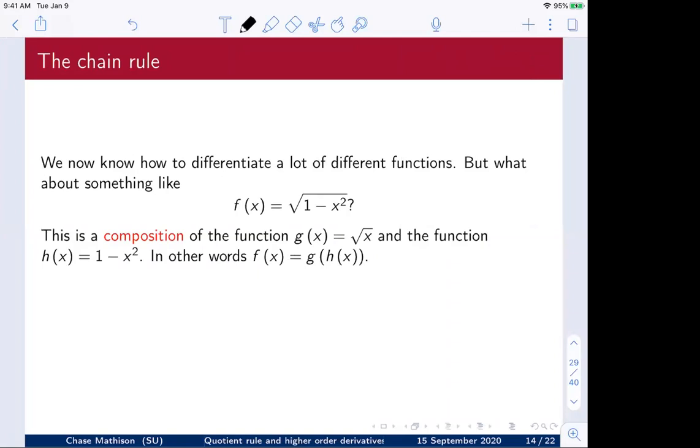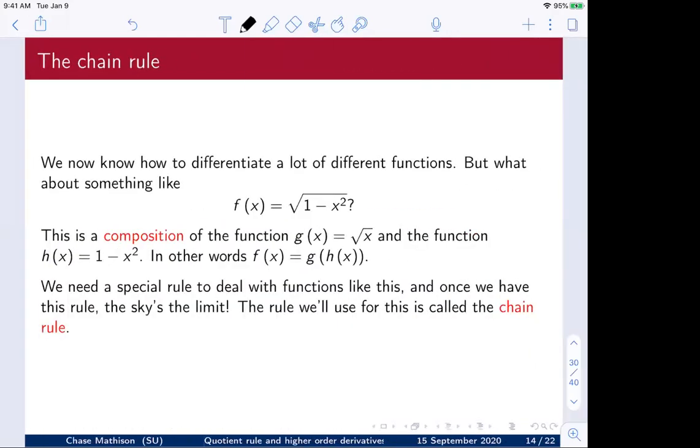So the reason we can't do this is a composition of functions. Everything we've dealt with so far has been a simple combination of functions, either adding or subtracting or taking x to a power or taking a product or quotient of functions. But we haven't dealt with something that's taking one function and plugging that into another function. Okay, so this is the type of function we're going to be dealing with when we look at the chain rule.